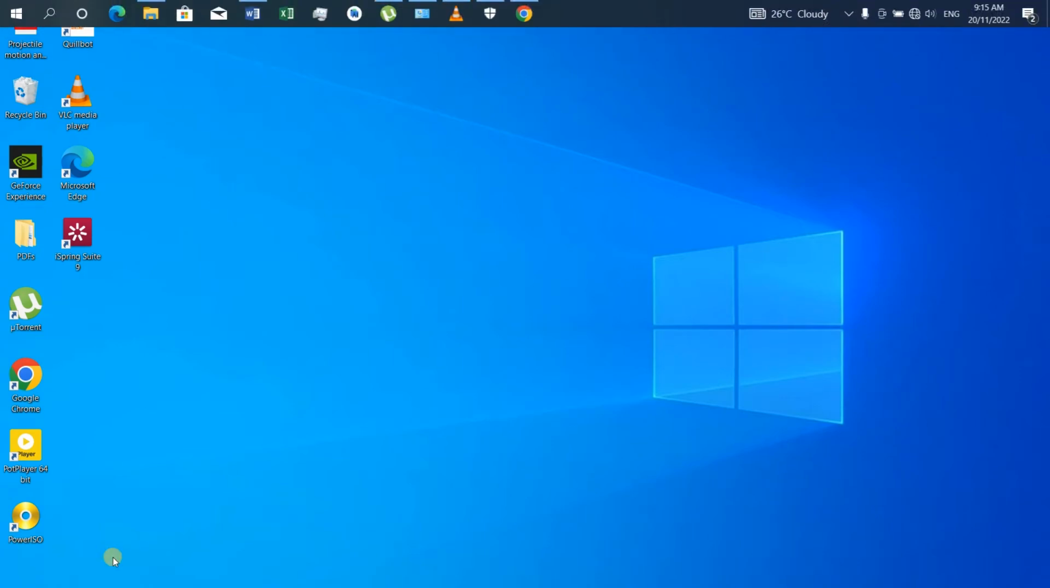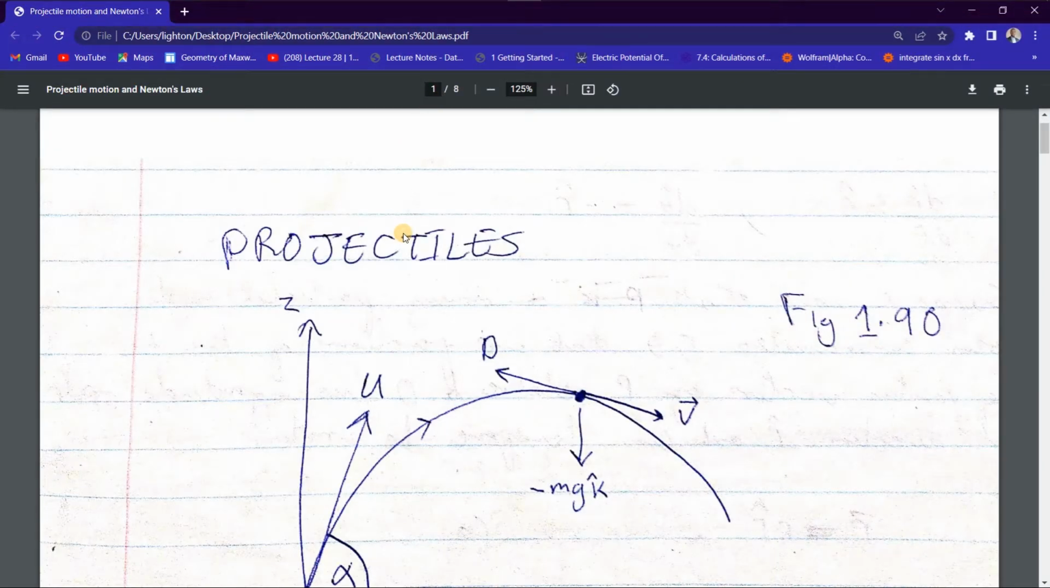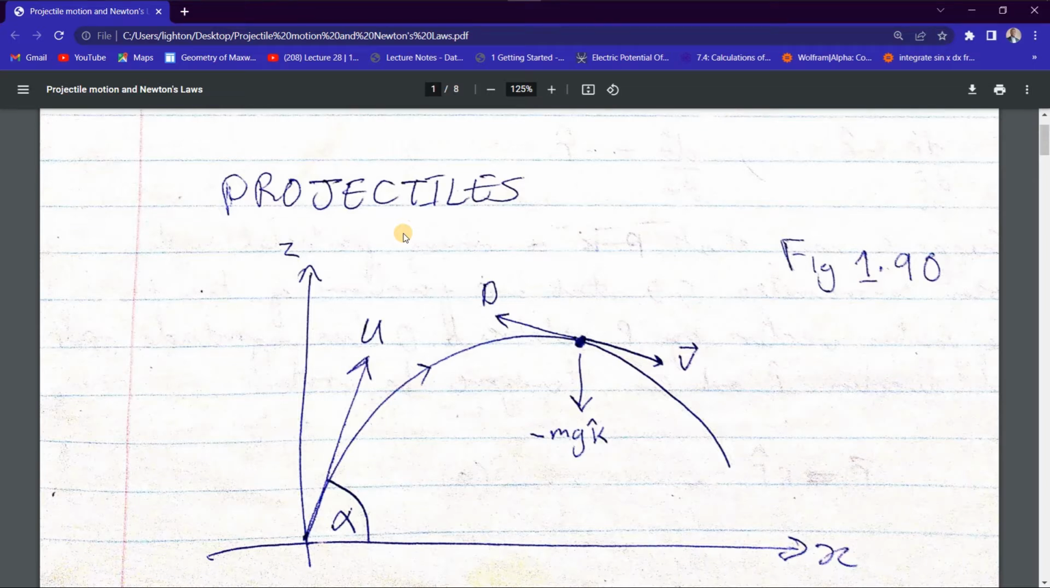Hello, ladies and gentlemen. So today we're going to look at motion in two dimensions, which is in particular projectile motion. So we're going to go right into the lesson right now. What I've opened right here is some notes I made for you on projectile motion.